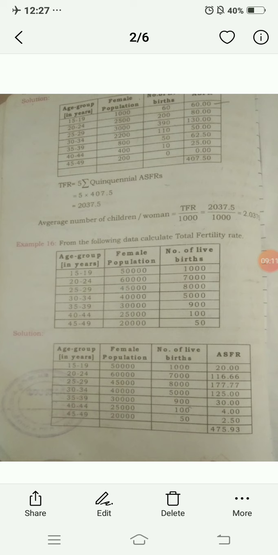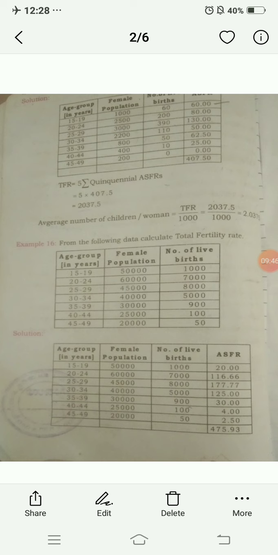You just need to substitute the TFR in the given formula: 2037.5 divided by 1000. You get 2.03, that is, 2.03 is the average number of children born to a single woman. Next, move on to the second problem.